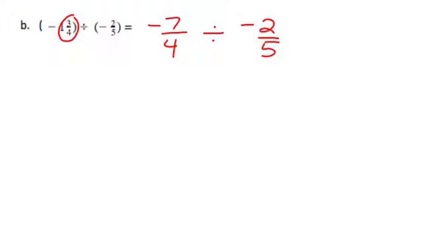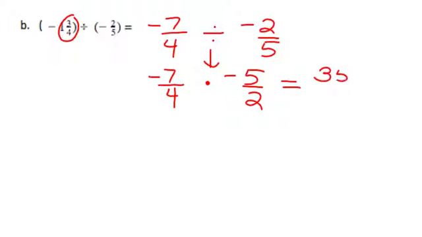Now I need to change this problem. I'm going to keep the negative 7/4, change division to multiplication, and then I need to flip the negative 2/5. Again, I can leave the negative on the top if I want, and then I can flip the 5/2. I just know that that fraction has to be negative. Okay, I can look for cross simplifying. I don't see anything, so now what we're going to do is negative 7 times negative 5 is a positive 35. 4 times 2 is 8.